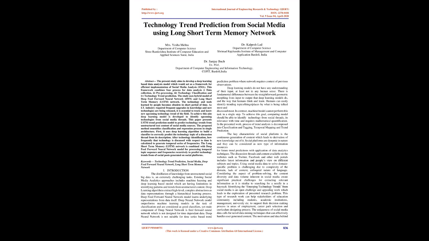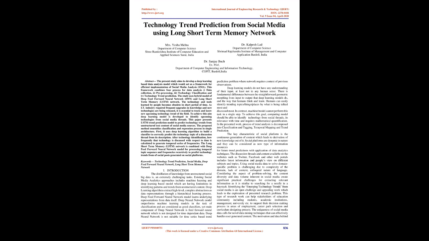Keywords: technology trend prediction, social media, deep feed-forward neural network, long short-term memory network. Introduction. The distillation of knowledge from unstructured social big data is an extremely challenging task. Existing social media analytics approaches include machine learning and deep learning based models which have limitations in identifying patterns and trends from unstructured content.